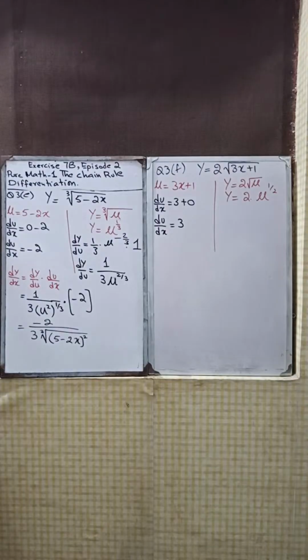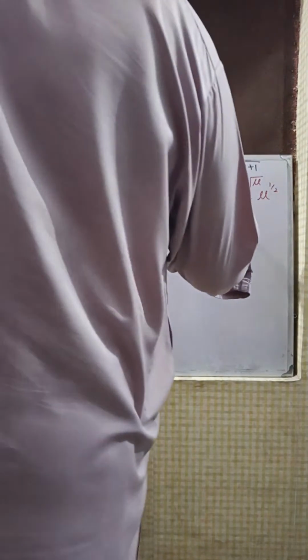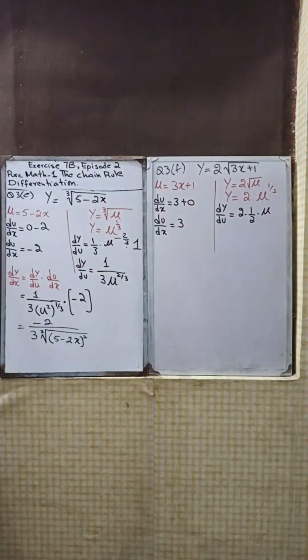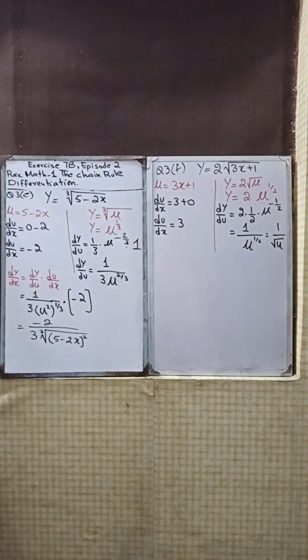And the next one is that we will differentiate y with respect to u, so dy by du will be equal to 2 into 1 by 2 into u raised to power. You see, when we have to decrease the power by 1, 1 by 2 minus 1 is minus 1 by 2. So here I will write minus 1 by 2. And 2 and 2 cancel, so we will have 1 divided by u raised to power 1 by 2, which means 1 divided by under root u. Okay, so this is how you differentiate this.